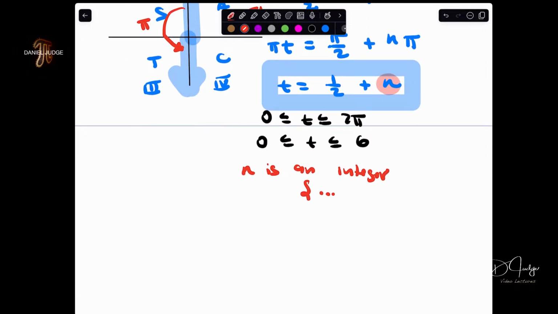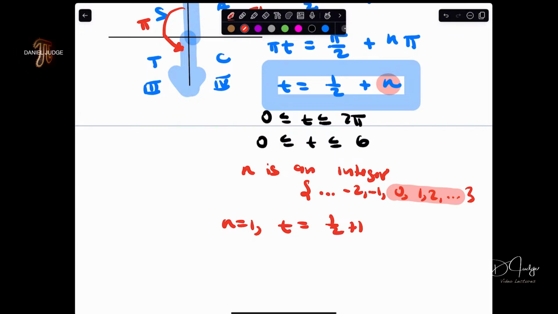Integers look like this. However, you might say, but we can't have negative time. Yes. So the values of n you're going to use will be these values. So it's really whole numbers. So n is 0, t is 1/2. Let's see how to use this. This is a trig thing. So again, trigonometry shows up. N is 1, t is 1/2 plus 1, 3/2.